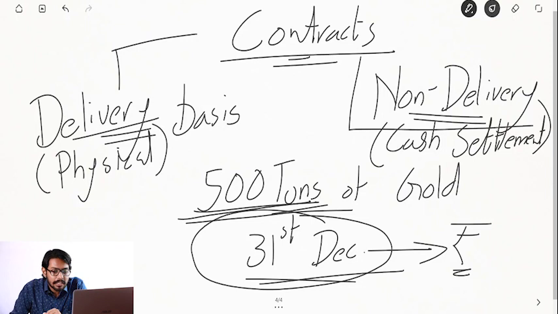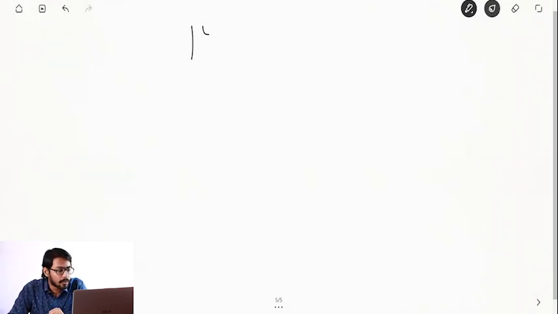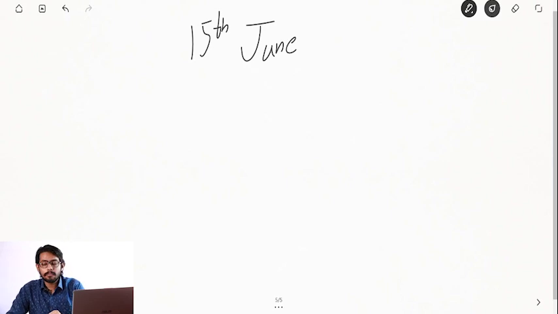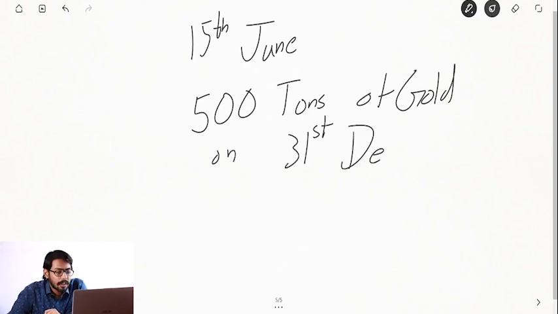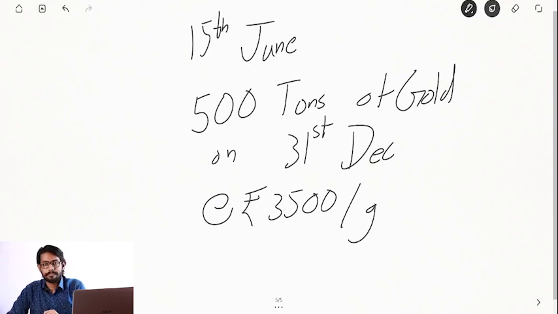Then there is a contract on non-delivery basis or cash settlement. Understand? Today, as the recording is going on, is 15th June, and today I have entered into a contract to purchase 500 tons of gold on 31st December, 6.5 months later, at 3500 rupees per gram. That is the contract I've entered into. Physical delivery: on 31st December, the seller comes to my house and gives me 500 tons of gold, and I have to pay him the amount at 3500 per gram. Contract on delivery basis.